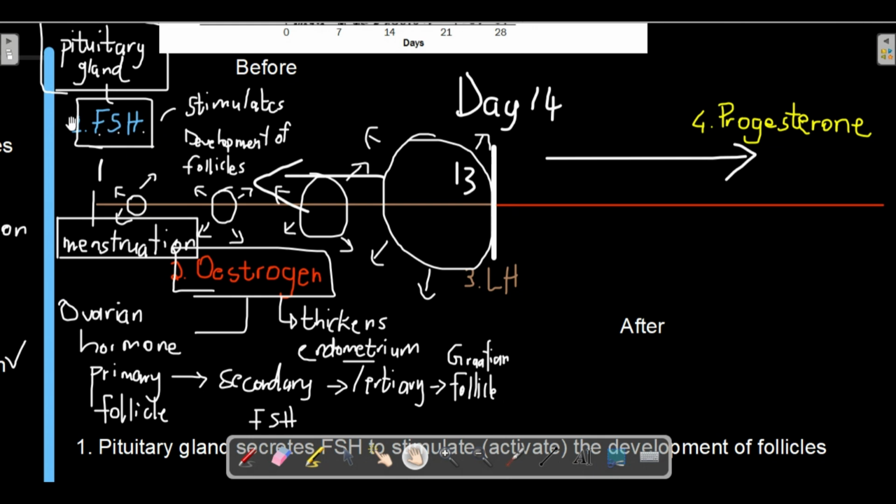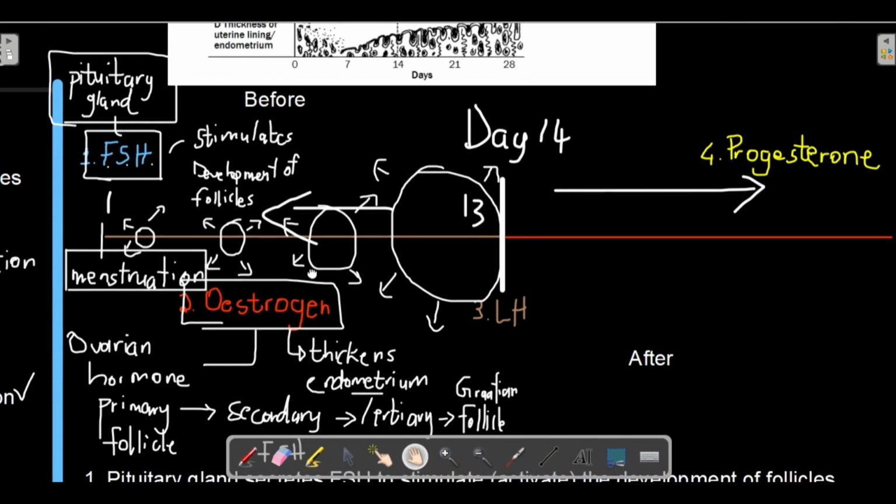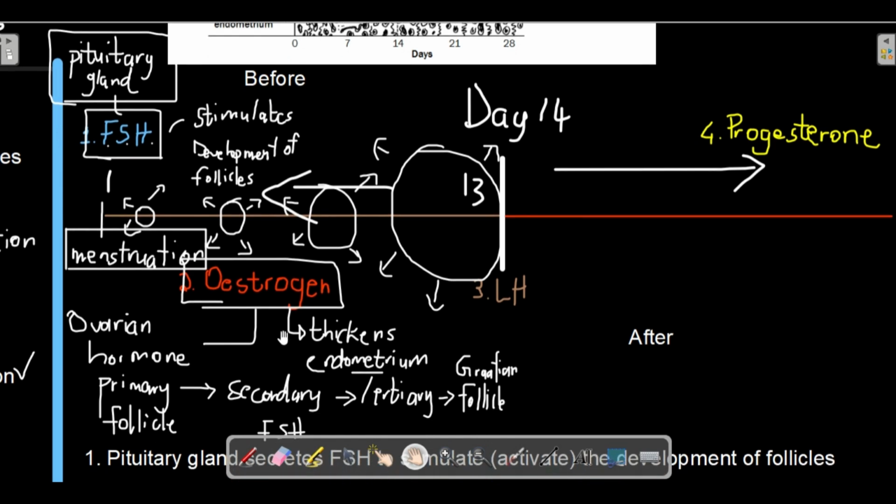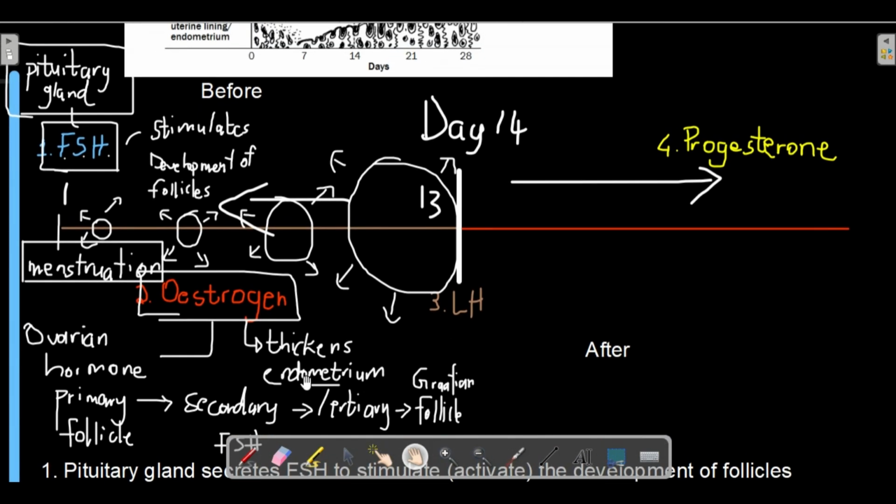Once you're able to tell the story, guys, of what happens prior to day 14, I'm telling you, you are on a good path. So all that occurs before day 14 is that the pituitary gland secretes FSH, which stimulates the development of these follicles. And then as these follicles grow from primary to secondary to tertiary to Graafian follicle, they produce their own hormone, which is called the estrogen, which does the job of thickening the uterine lining, which we call the endometrium. So that's all that happens before day 14.